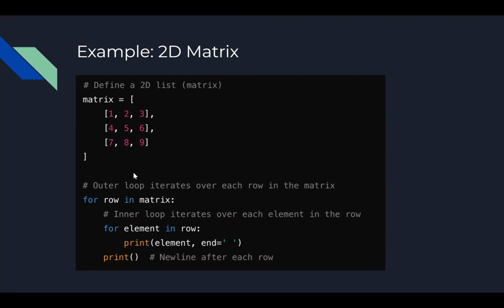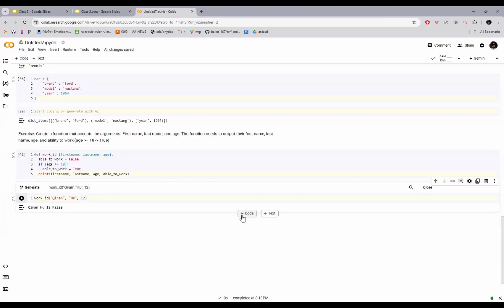Say we want to print every single element, we can first do for row in matrix. So now row is the row in the matrix, and inside the outer loop, we run another loop. This is for element in row, and every single time this inner loop runs, we're going to print the element. The end here just adds another space at the end. And then we can print here to do a new line. So let's look at that in Colab.